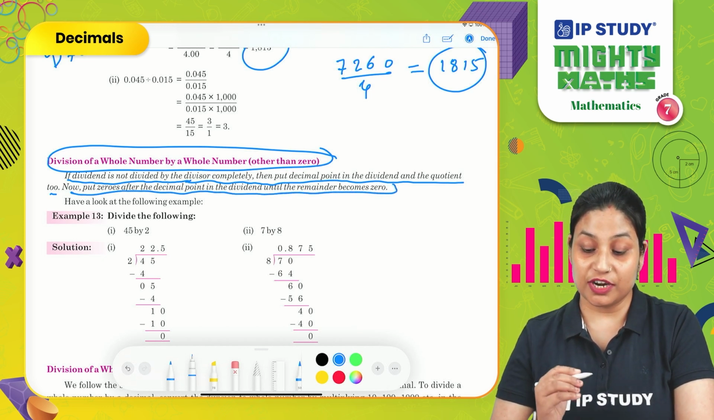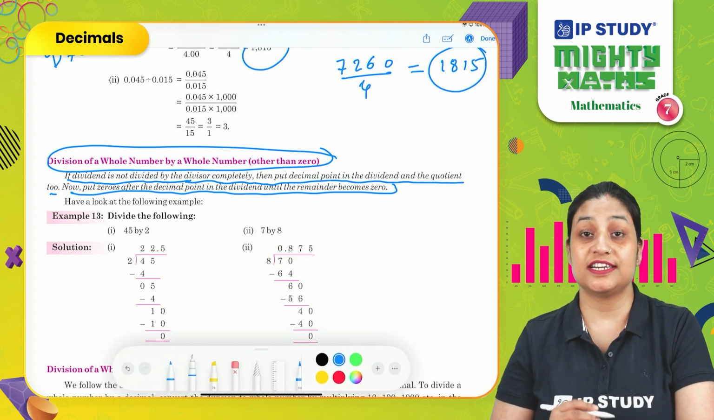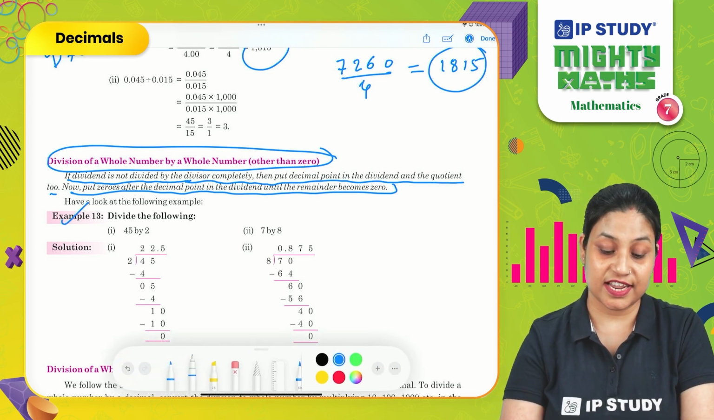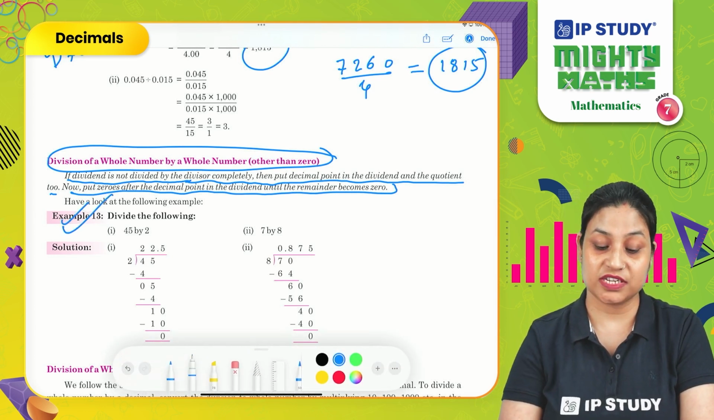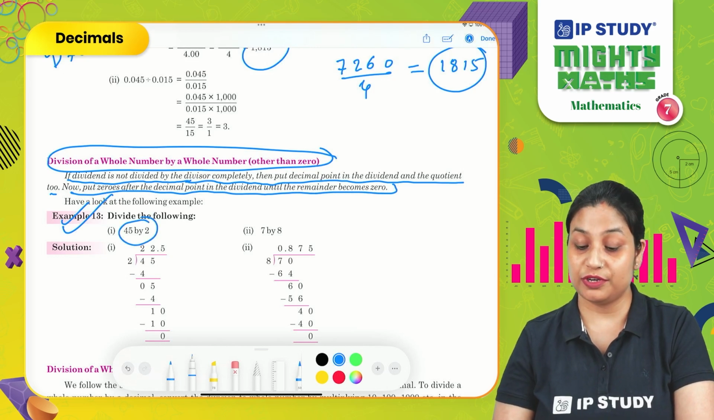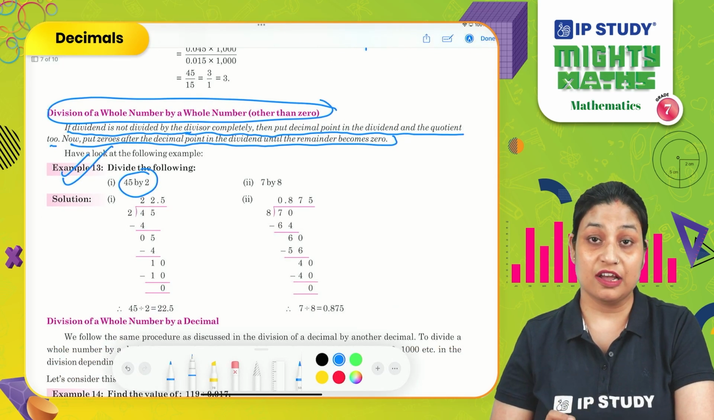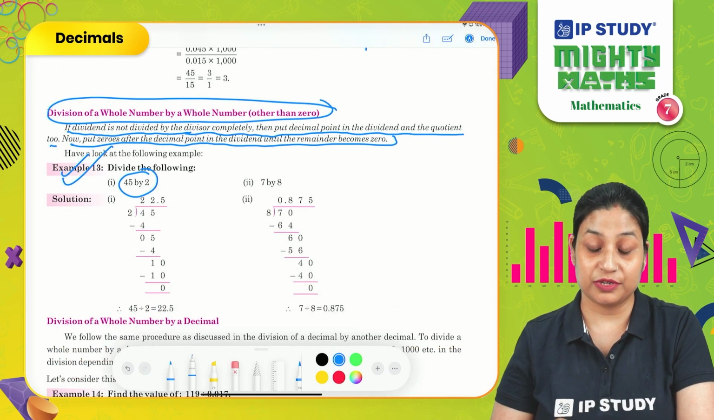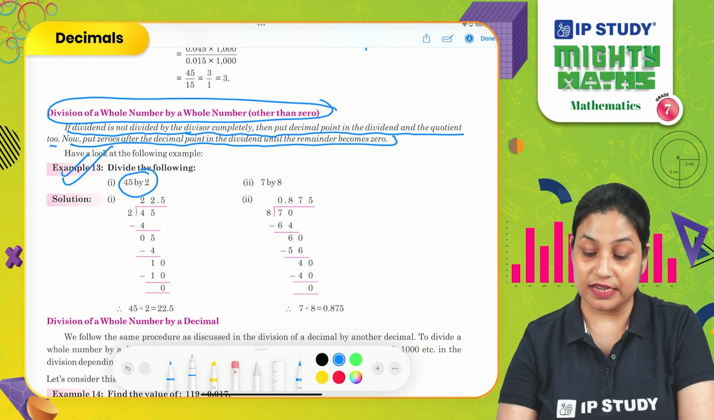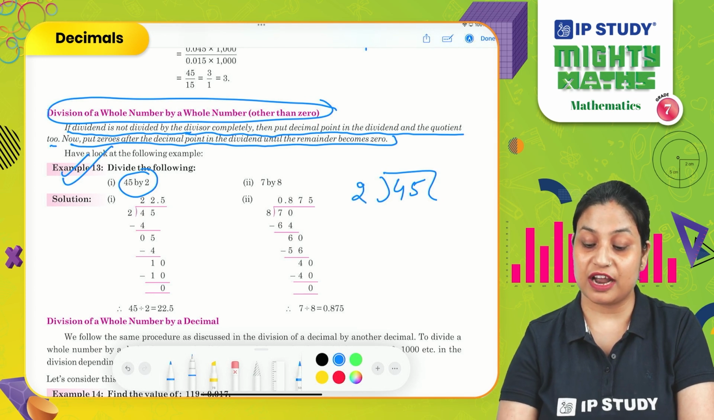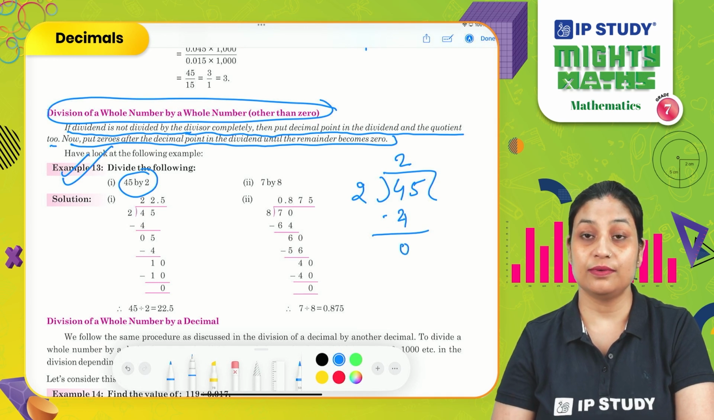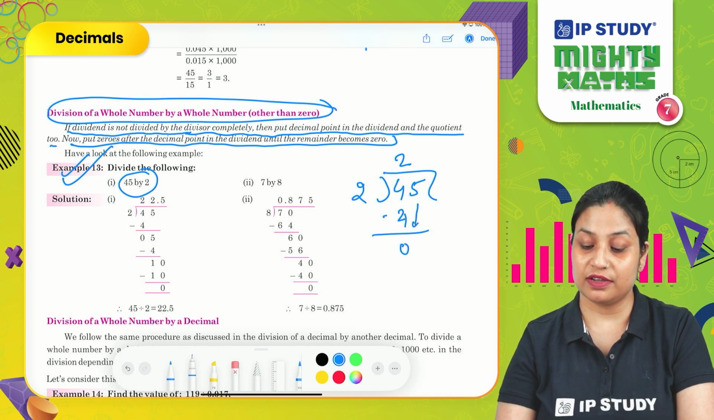Now, in order to understand the statement, let's take an example. So let's take example number 13, first part. So what we are going to do? We are going to divide 45 by 2. So how we are going to do that? Let's do it together. Here, you have to write 45 and you have to divide it by 2, right? We know that 4 comes 2 times in the table of 2. Just write it down over here. If we subtract, we'll get 0. Now copy down 5 over here.